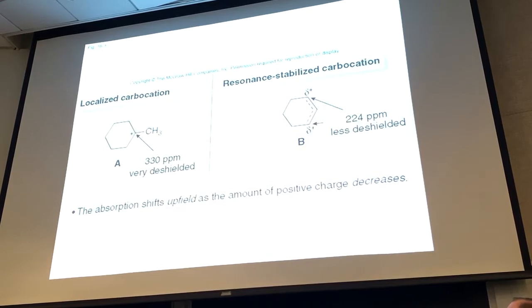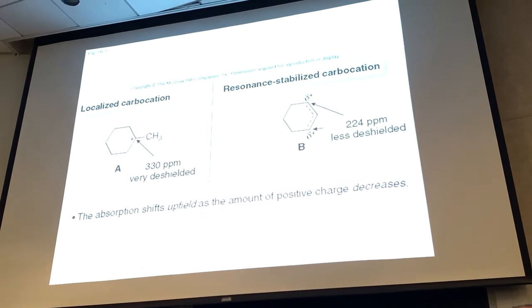But then here we have this allylic carbocation, this resonance stabilized carbocation or conjugated carbocation, we see it's still deshielded. 224 is pretty high for chemical shift, but much less deshielded than the non-delocalized carbocation.